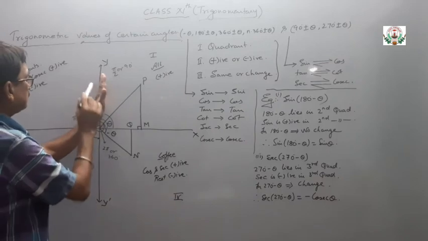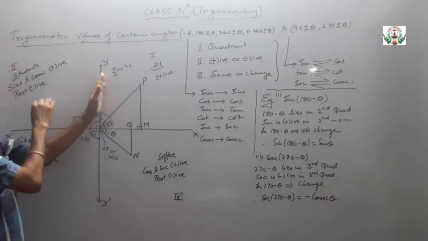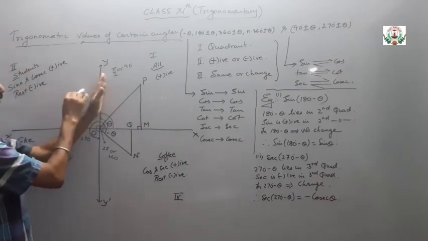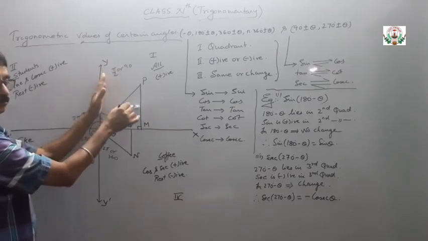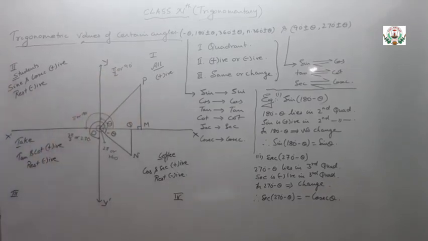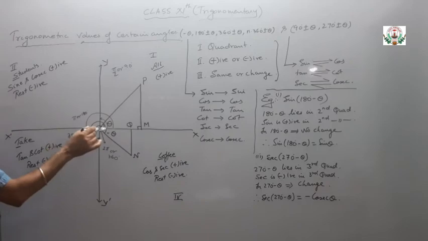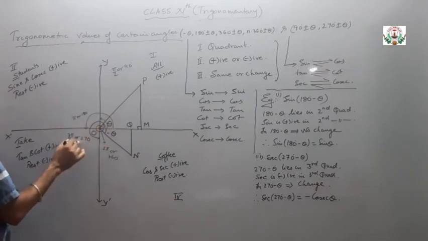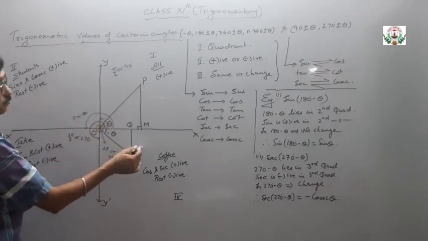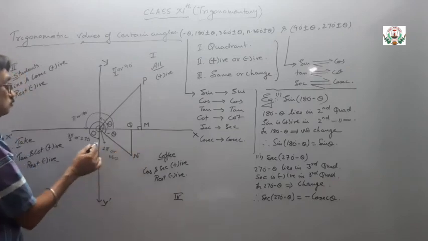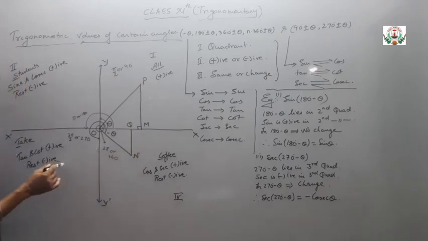Now comes 90 degree plus minus theta and 270 degree plus minus theta. 90 degree plus theta, we will move to the second quadrant. 90 degree minus theta, we will come to the first quadrant. 270 degree plus theta will move to the fourth quadrant, and 270 degree minus theta will move to the third quadrant.